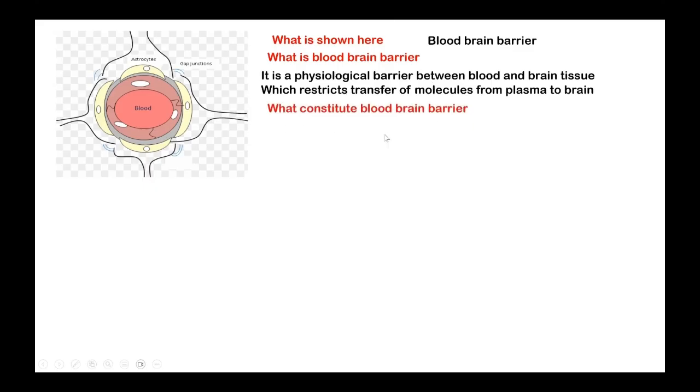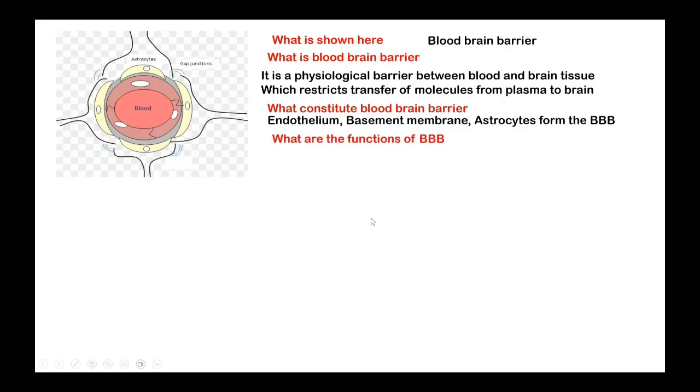What constitutes the blood-brain barrier? What are the anatomical structures which constitute it? You can see in this picture: tight junctions, blood vessel endothelium, basement membrane, and astrocytes. So endothelium, basement membrane, and astrocytes, all three form the blood-brain barrier.